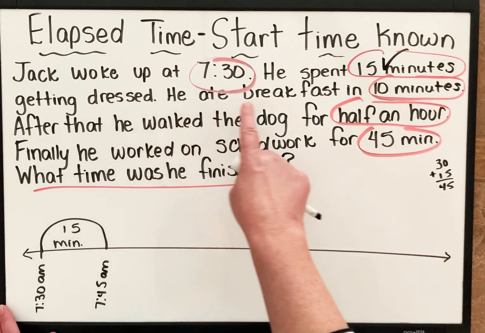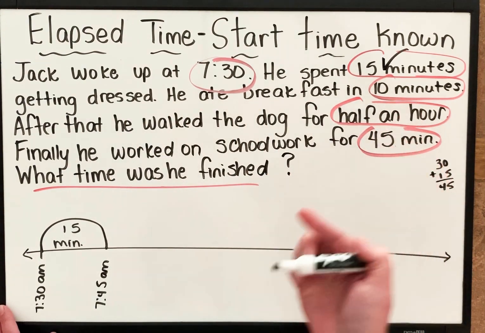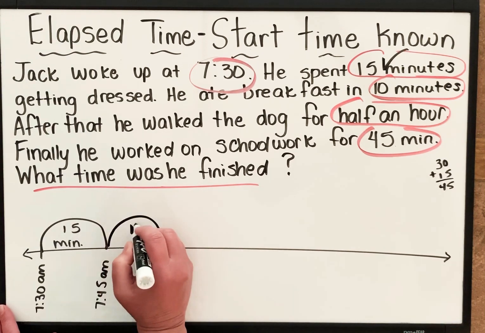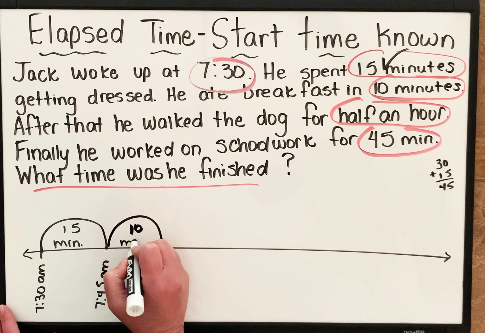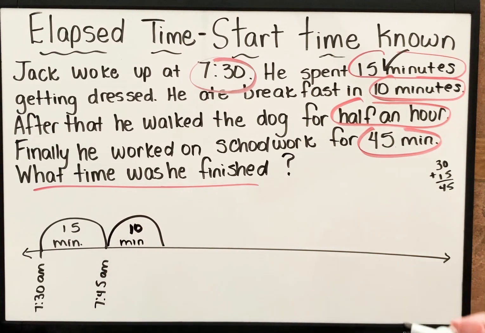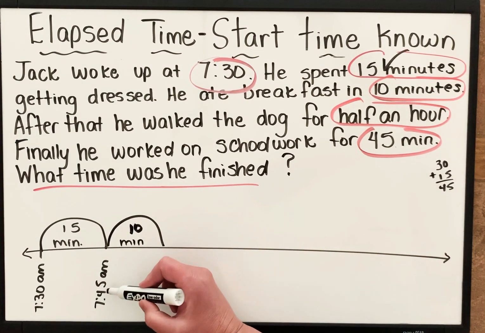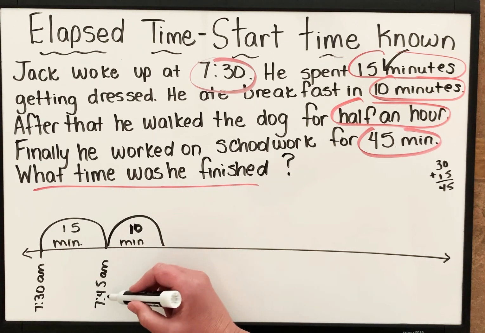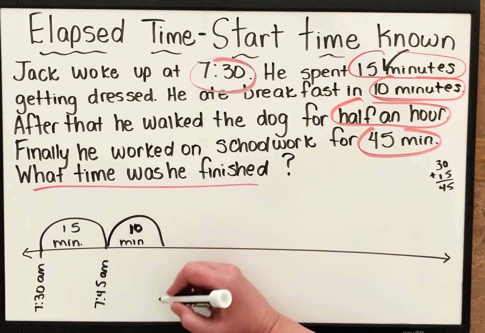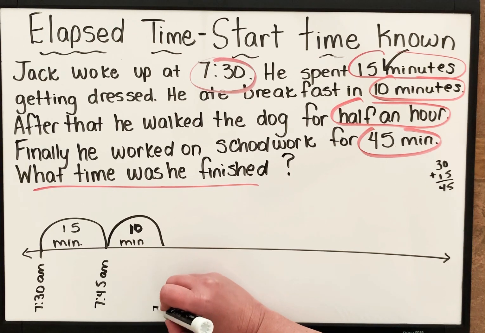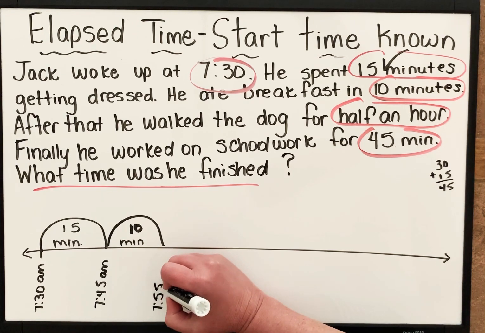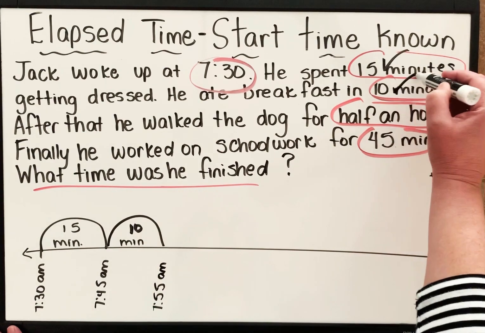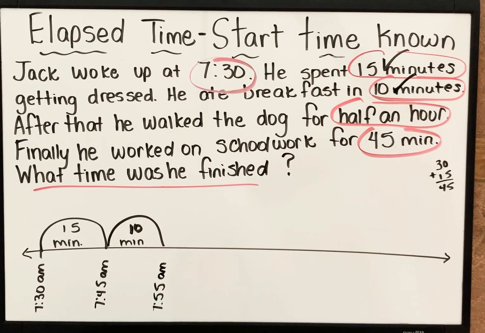Now it says he ate breakfast in 10 minutes. So from here, I'm going to draw another hill. I'm going to label that 10 minutes, and I'm going to do my math now. If I'm at 45 and I add 10, 45 plus 10 more gets us to 55. So 7:55 a.m. And again, I'm going to check that off because I've already done that time.